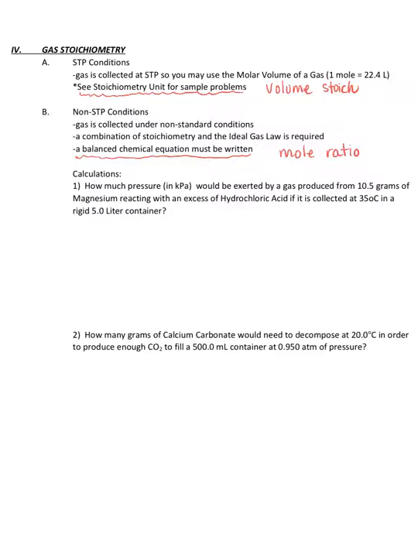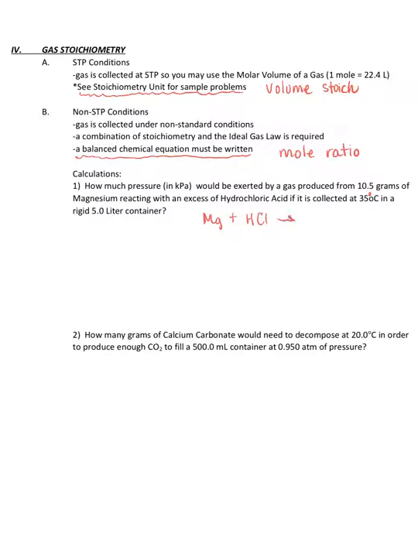So our first sample problem is: how much pressure in kPa would be exerted by a gas produced from 10.5 grams of magnesium reacting with an excess of hydrochloric acid if it is collected at 35 degrees Celsius in a rigid 5.0 liter container? So the first thing we're going to do is write a balanced equation to get a better picture of what's going on. So we have magnesium reacting with hydrochloric acid.